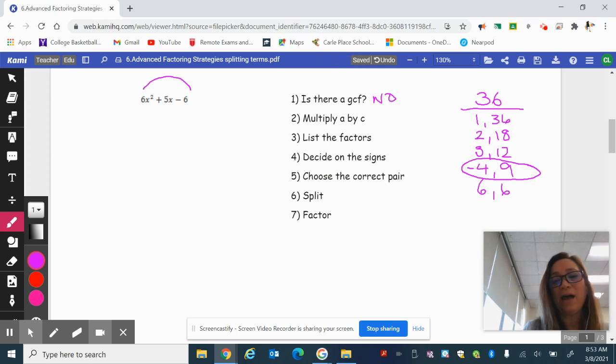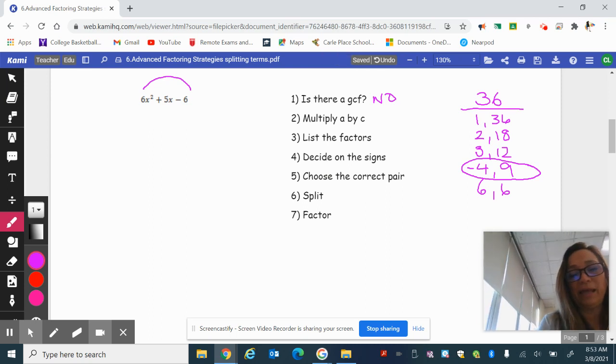Okay? And now what I'm going to do is I'm going to split. So I'm splitting this positive 5. It's called splitting the linear term. The 5x is the linear term. So that gives me 6x squared minus 4x plus 9x minus 6.